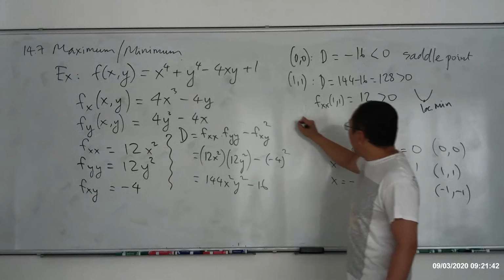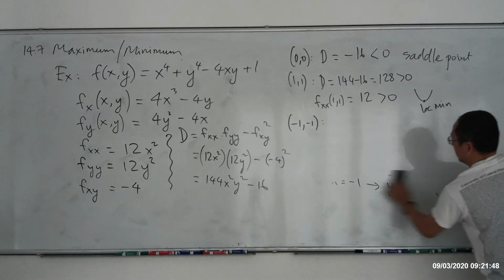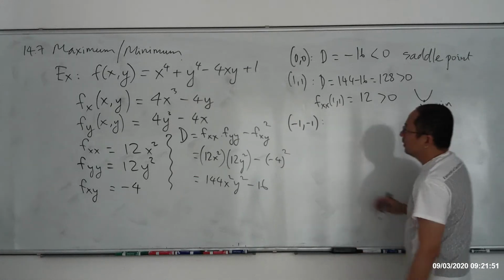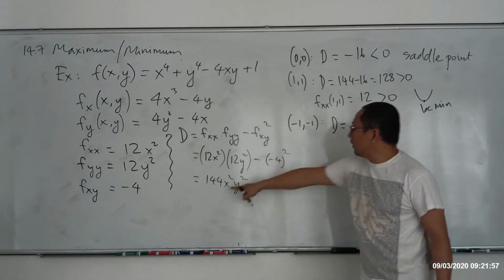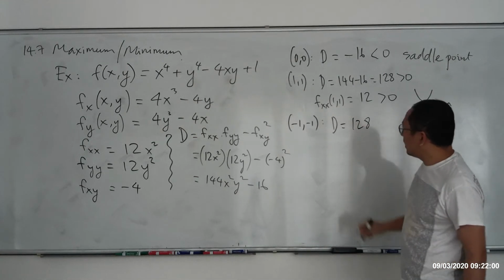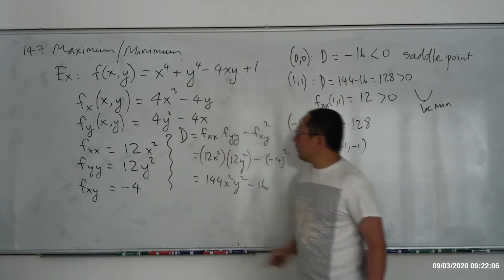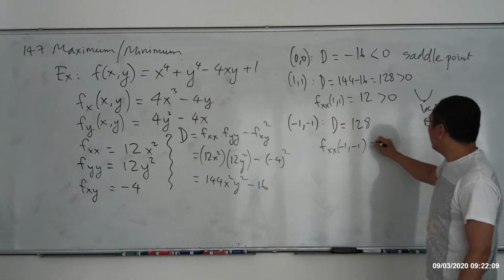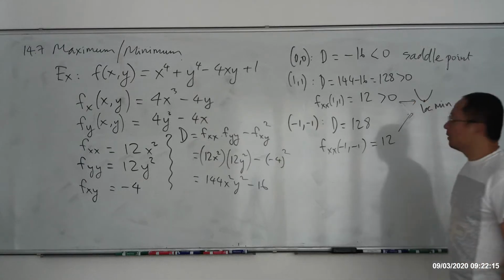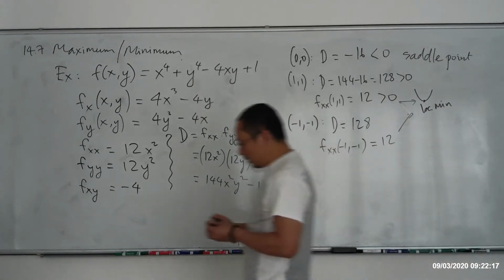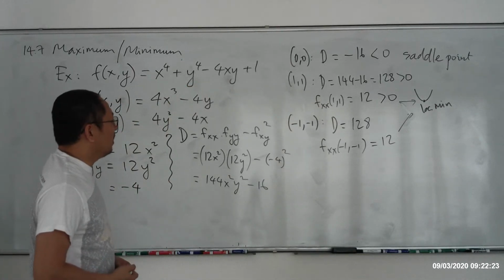Similarly, you try negative 1, negative 1. Now I need some room to write, so let me erase this. D is going to be the same because of x squared, y squared, so still 144 minus 16, still 128, still positive. And then fxx at negative 1, negative 1: we don't have y, don't worry about it, still 12. Still positive, so you have another local minimum. So both cases give you local minimums. In this particular problem, you don't have any local maximum. Instead, you have one saddle point and 2 local minimums.